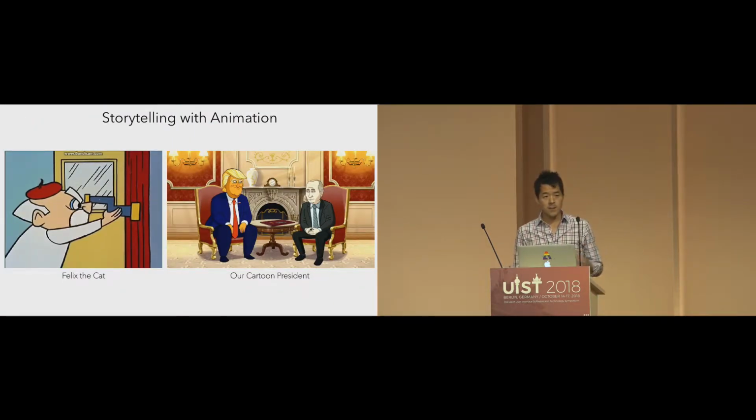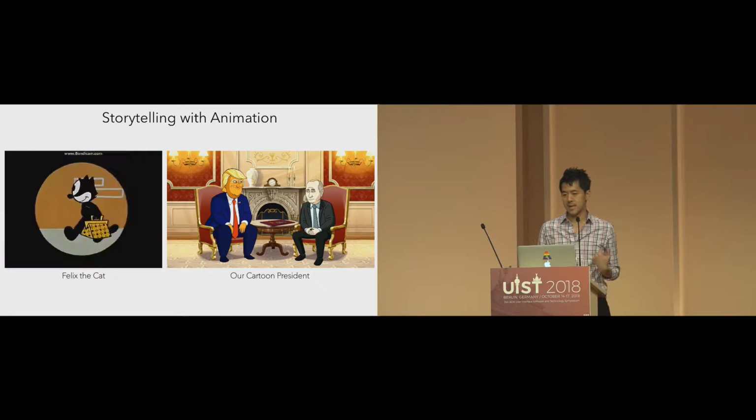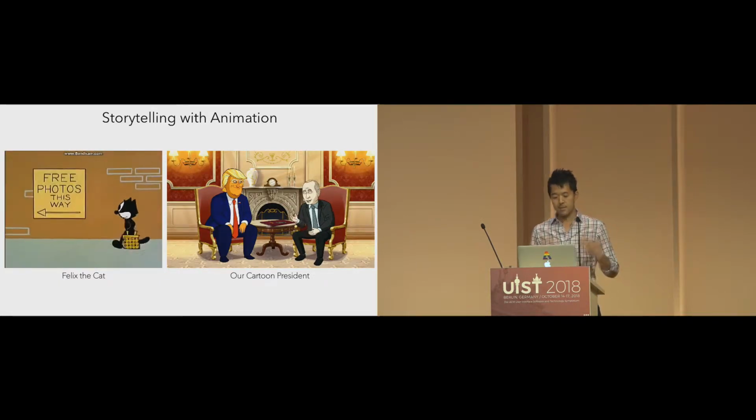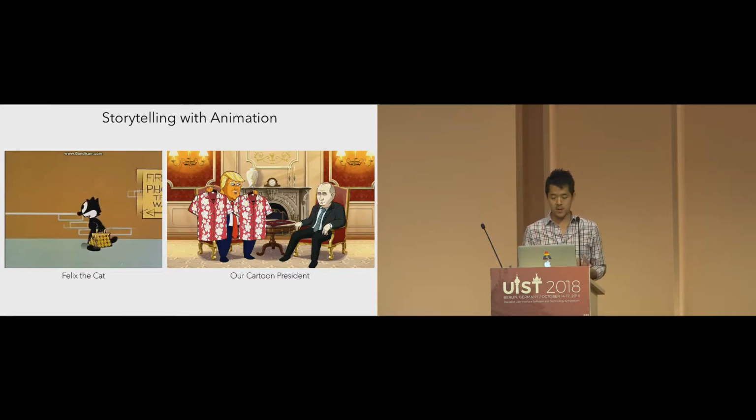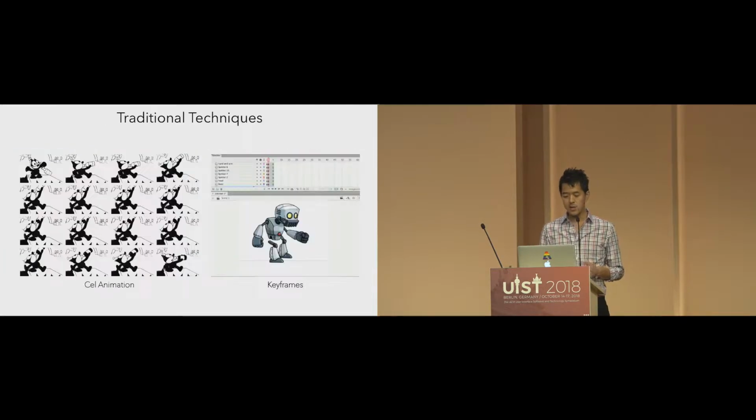Animations are, of course, a really popular and long-standing art form, from classics like Felix the Cat to more modern cartoon series like Our Cartoon President. Artists have been using animation to convey ideas and to tell stories as well. Now, traditional techniques for creating animation, like cell animation where every frame is drawn by hand, or keyframing where the artist or the animator carefully poses the character over time, tend to be quite labor-intensive.